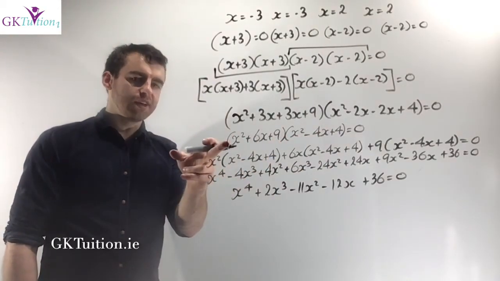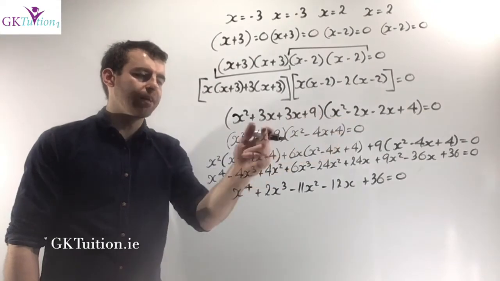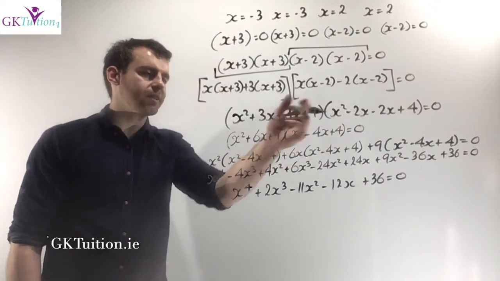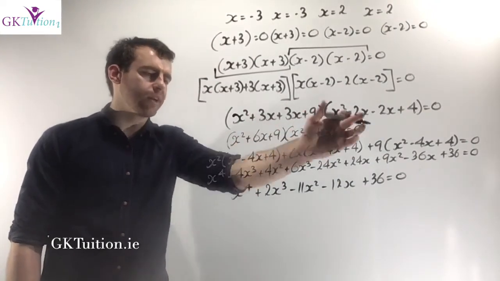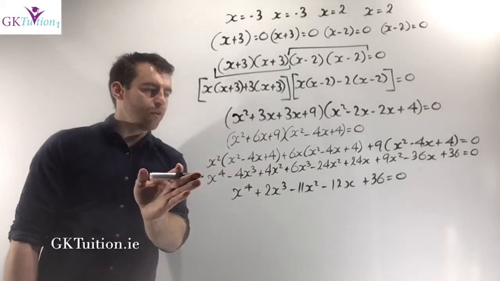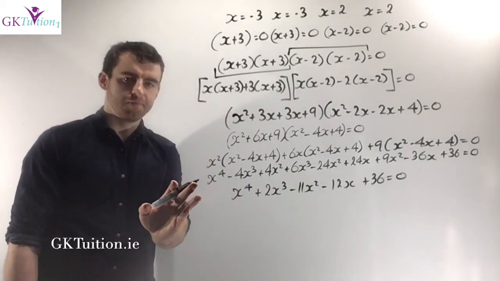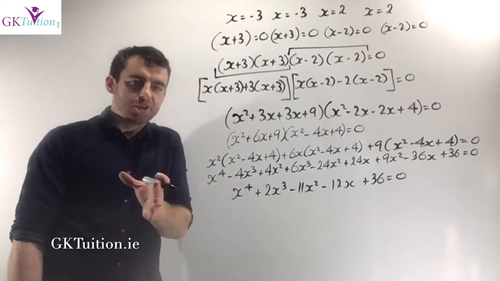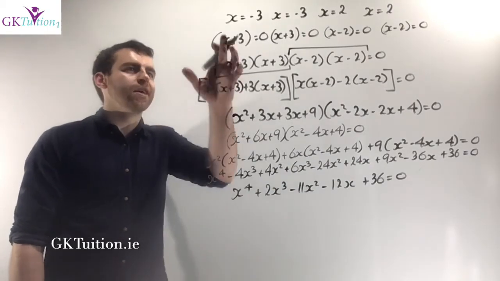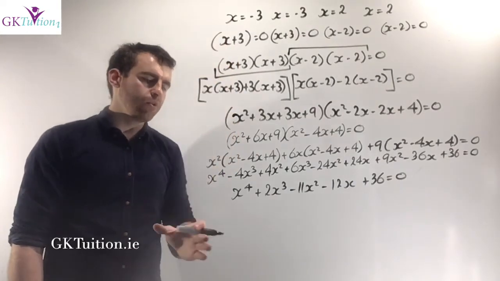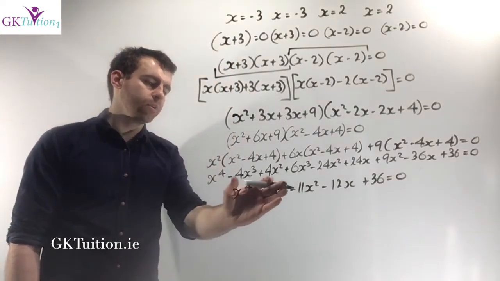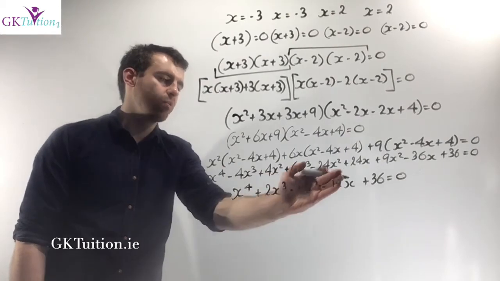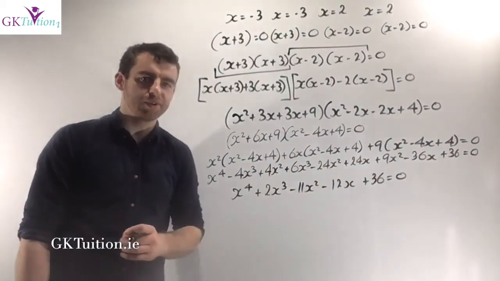I then took the first thing in the first bracket, multiplied it by the second bracket, second thing in the first bracket by the second bracket, third thing in the first bracket by the second bracket, and I ended up with 9 separate terms here. What I then did was I grouped my like terms, and I ended up deducing that a polynomial that has these 4 roots can be written in the form x to the power of 4 plus 2x cubed minus 11x squared minus 12x plus 36 equals 0.